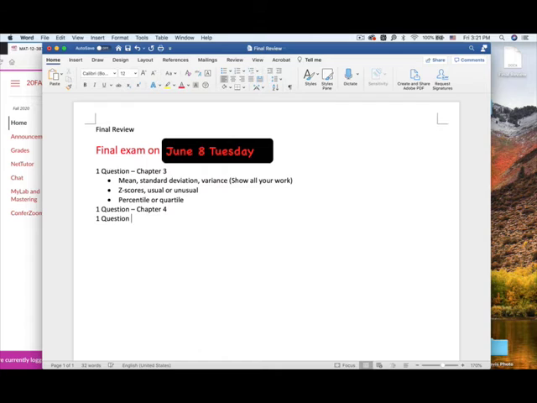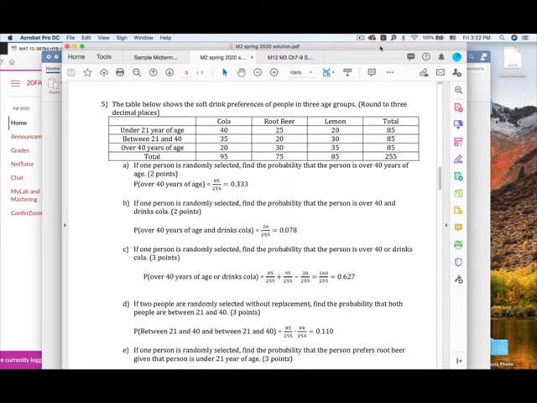And you will have one question from chapter 5. Either you will have a probability distribution, or you will have a binomial probability distribution. Again, review the sample midterm for chapter 5 and also the midterm 2.